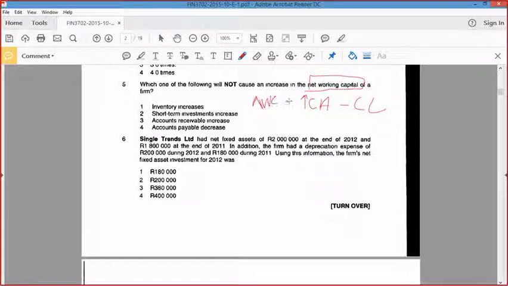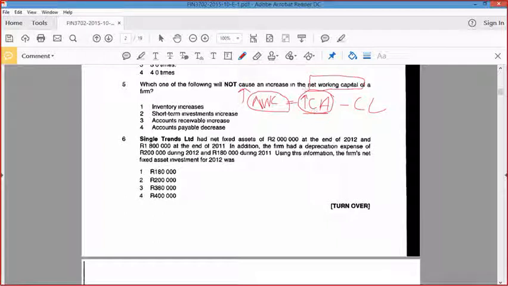Net working capital is equal to CA minus CL. So if I increase the current assets, what do I do to the net working capital? You increase it. Okay, so inventory is a current asset, so it would go up. So that does cause an increase. Number 2, short-term investments. Well, what are short-term investments classified as? A current asset, right?